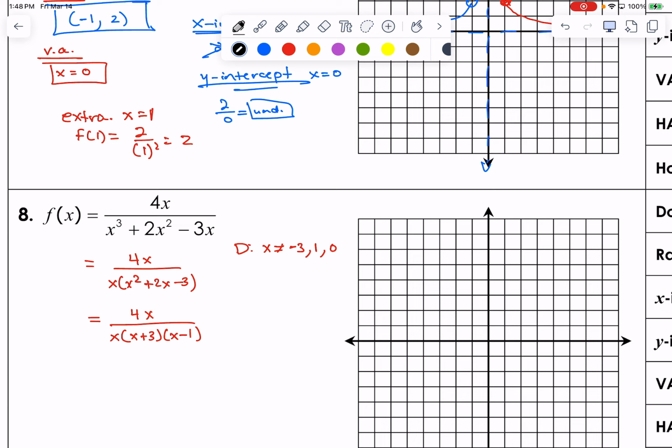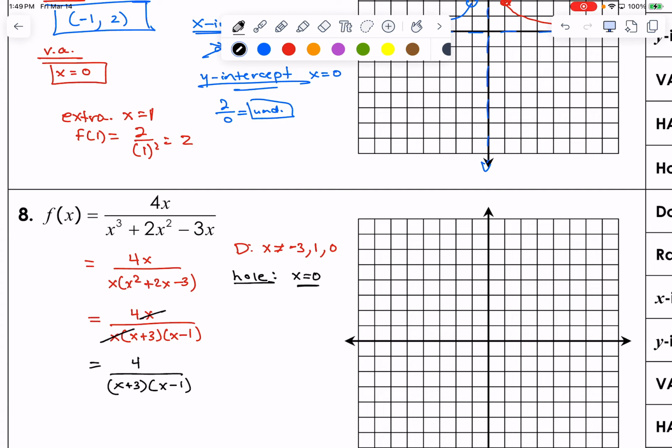There is an x. Now, I can cancel that x out, which makes it the hole. So there's a hole at 0. I plug into my simplified equation to get where the hole's at. The reason you don't plug the 0 in before the simplified version is because you get 0 over 0, which is undefined. That is the reason you have to use the simplified version. Does that make sense?